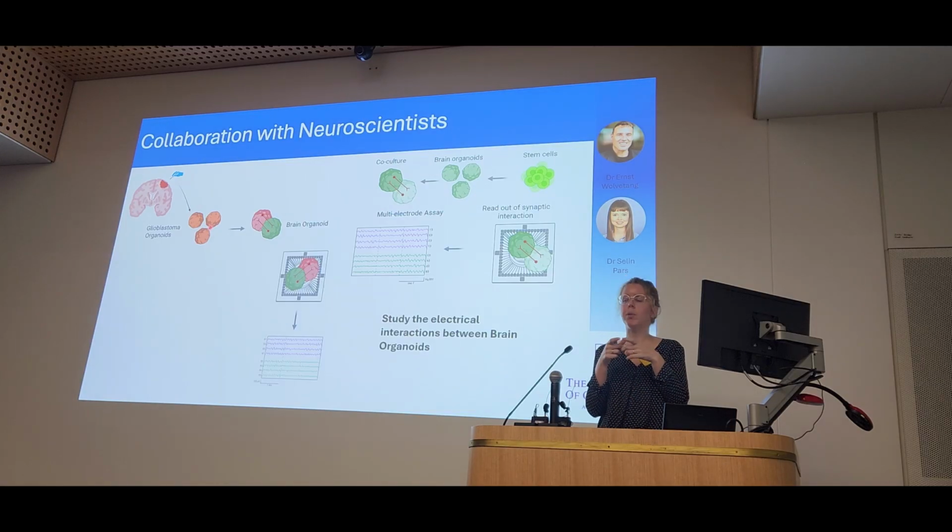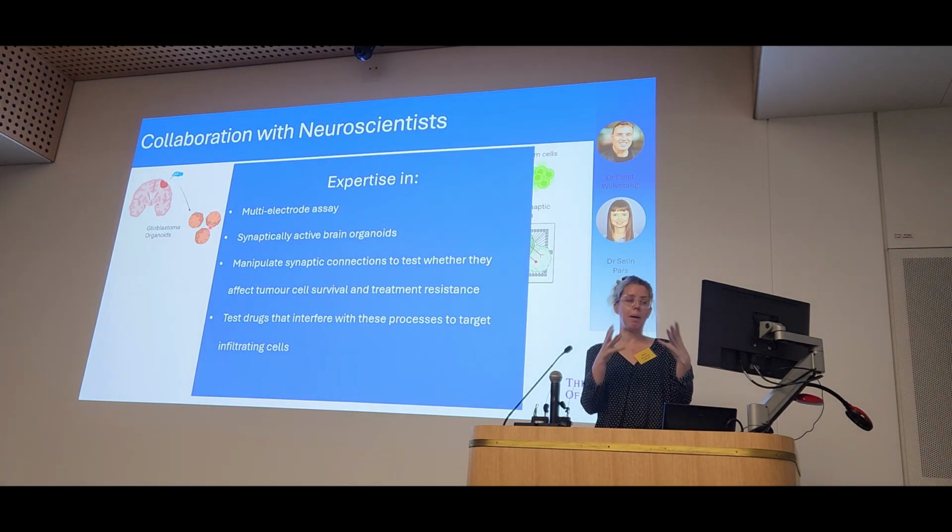We can put them on something called a multi-electrode array and see how these electrical connections occur, and how they push the tumors towards survival and infiltration. Not only do they give us this platform, but they're also teaching us how to make very synaptically active brain organoids and how to interfere. Because if we can interfere in the synaptic connections, we can take away some of the strategies that these tumor cells use to survive in this environment.